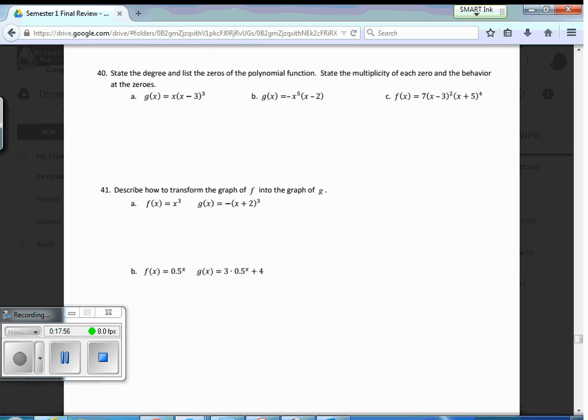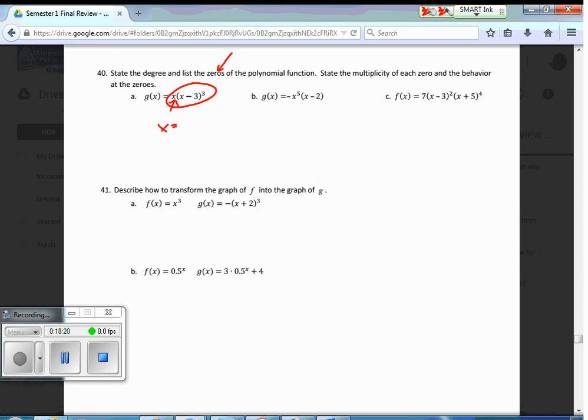Number 40, state the degree and list the zeros of the polynomial function. All right, the degree is, when it's factored, you have to add these exponents. 3 plus 1 makes degree 4. Another way to think of it is, if you multiplied this all the way out, you'd have an x to the 4th in it. Therefore, it's degree 4.